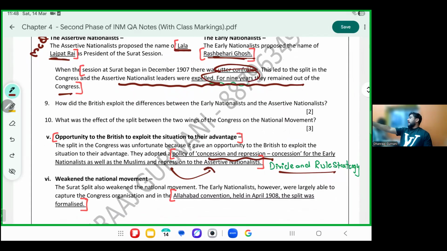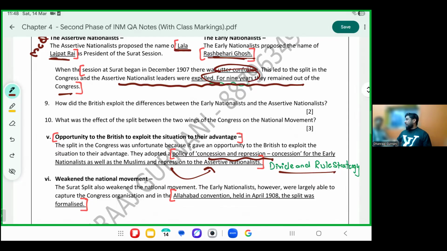Well, are you a part of Congress? No. I repeat once again. Are you a part of Congress? So why should we listen to you? We'll only listen to our early group. And the early used to favor the British partially. We listen to the early group. Are you part of Congress? No. So we are not listening. That's called concession and repression. Divide, and now what happens?